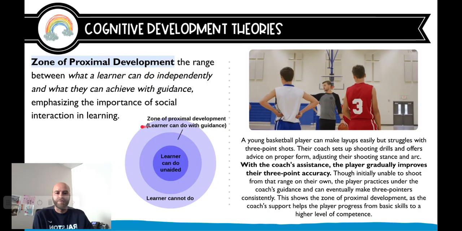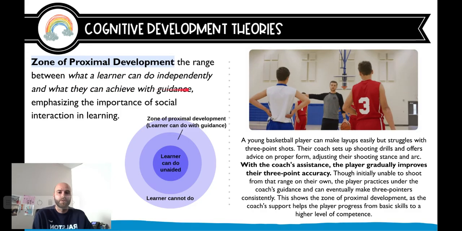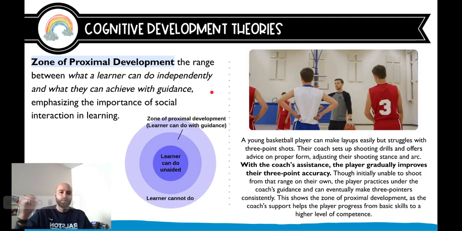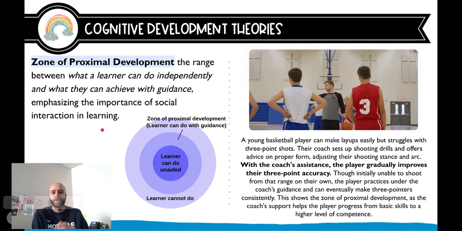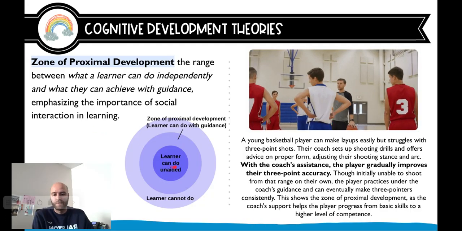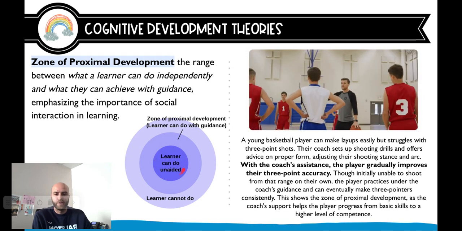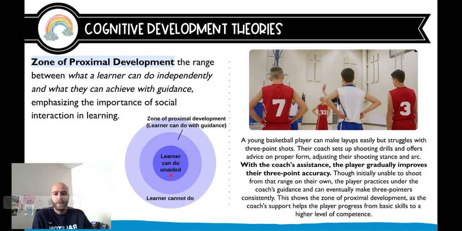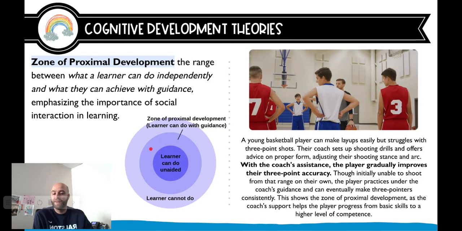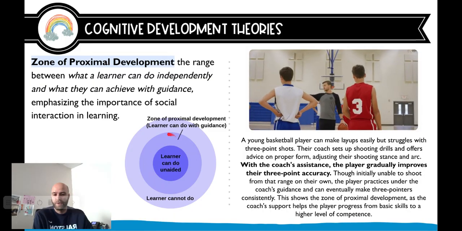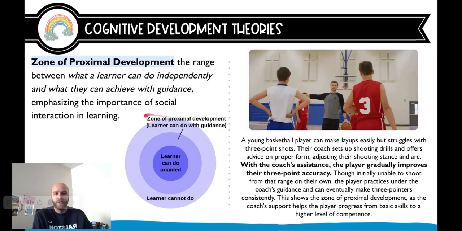And then scaffolding is meant to help in what's known as the zone of proximal development. This is the range between what a learner can do by themselves and what they can achieve with guidance, right? This emphasizes the importance of that social interaction and learning that Vygotsky emphasizes so much. So if you imagine this circle, it's what the learner can do without help, right? The things that you know you can do that you've already learned, you don't need any help to do anymore. But in this middle circle, there's things that you can potentially do, but you're going to need help with, right? And that's where society comes into play. And then outside of that, things you can't do yet, okay?